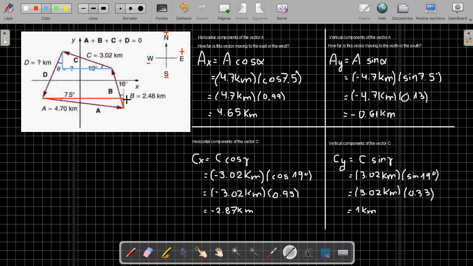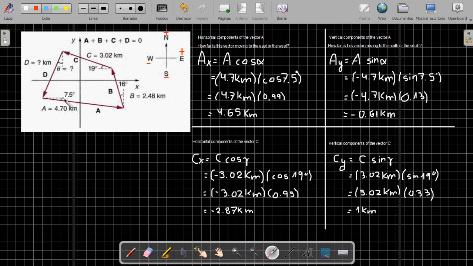Cada vez que nosotros vayamos a trabajar con estos problemas, necesitamos que los ángulos sean con respecto al eje horizontal, tal y como pasó en 7.5 grados, que es un ángulo de apertura con respecto a un eje horizontal. 19 grados también era un ángulo con respecto a un eje horizontal. De hecho, si borro aquí los componentes, vamos a ver que ellos dejaron unos pequeños trazos para que nosotros pudiéramos apreciar de que ese ángulo es con respecto a un eje horizontal.